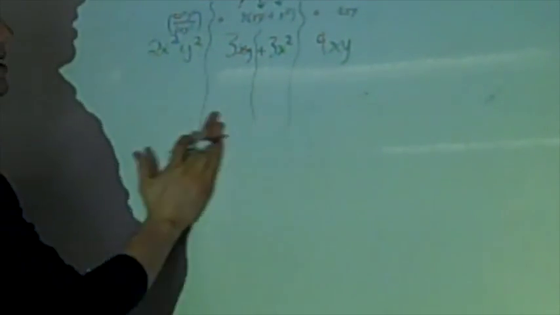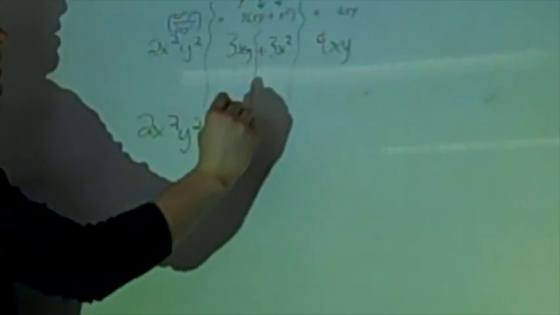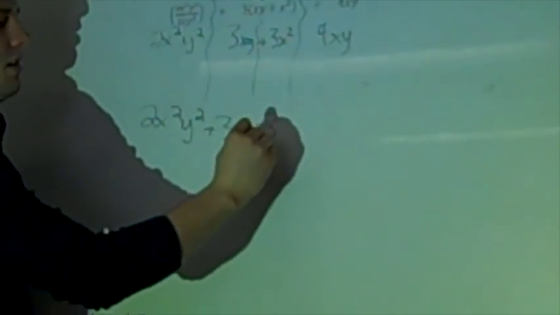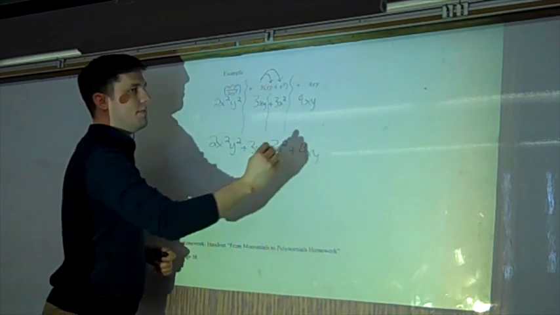And then this last one is 4xy. There's no simplifying involved. And so at the bottom, remembering the sign that's in front of each one, we make our polynomial by adding or subtracting each of these terms. This is a positive 2x squared, y squared, plus 3xy, plus 3x squared, and then plus 4xy.